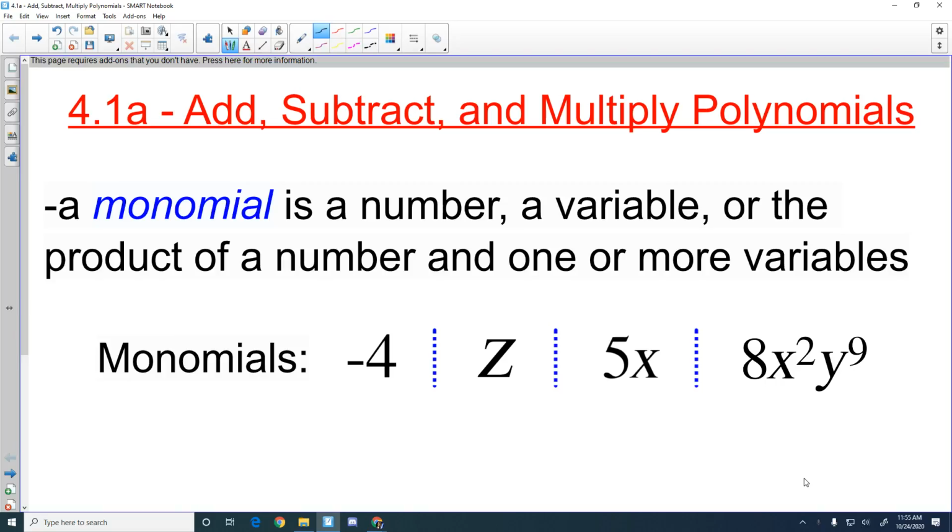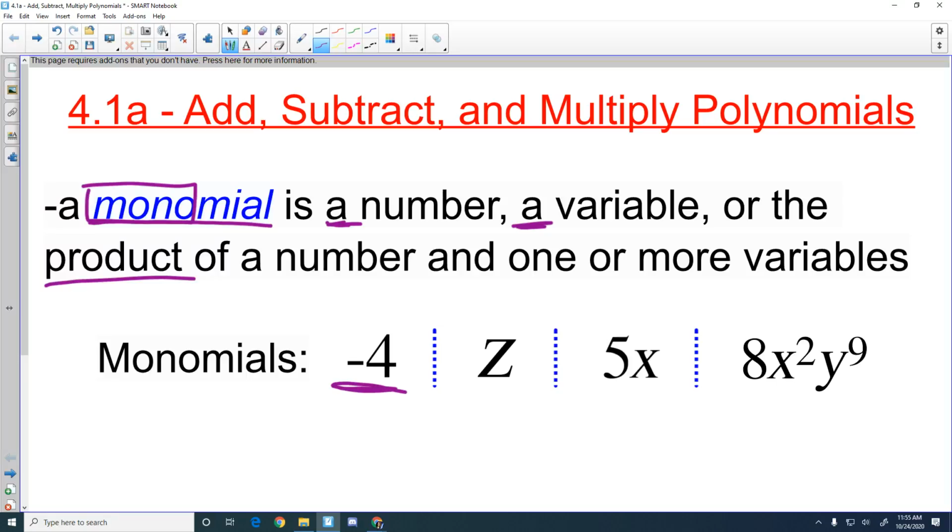But before we get to a polynomial, we have to start with the more basic monomial. Now, you might recognize this prefix mono. It actually means one. And so a monomial is just a number, a single variable, or the product of a number and a variable, which just means like a whole combo, right? So here's some examples down below.